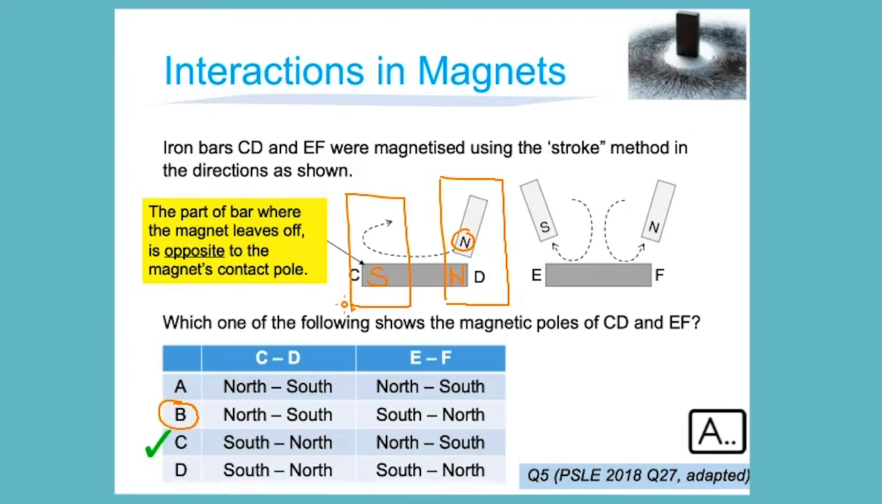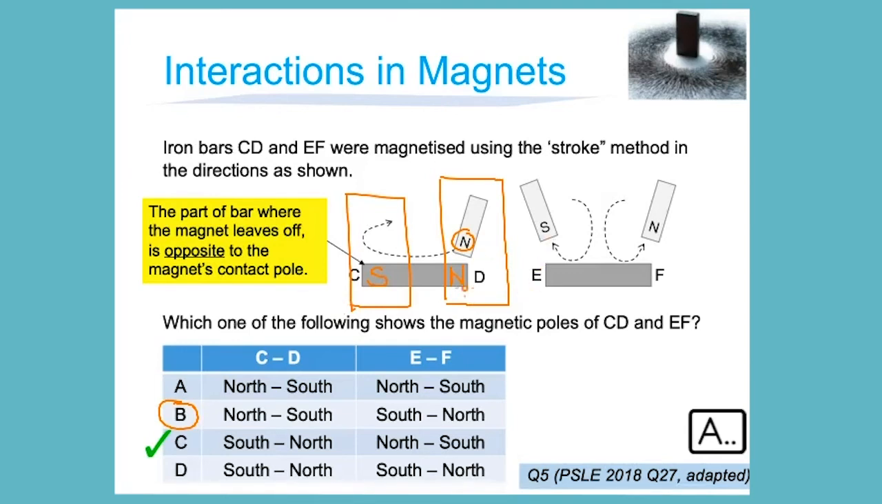Where the magnet lifts off the bar, they will be of opposite polarity. So the stroking method is one that is very commonly tested. So you must remember what I just mentioned. Where the magnet first contacts the bar, same polarity. Where the magnet lifts off the bar, opposite polarity.